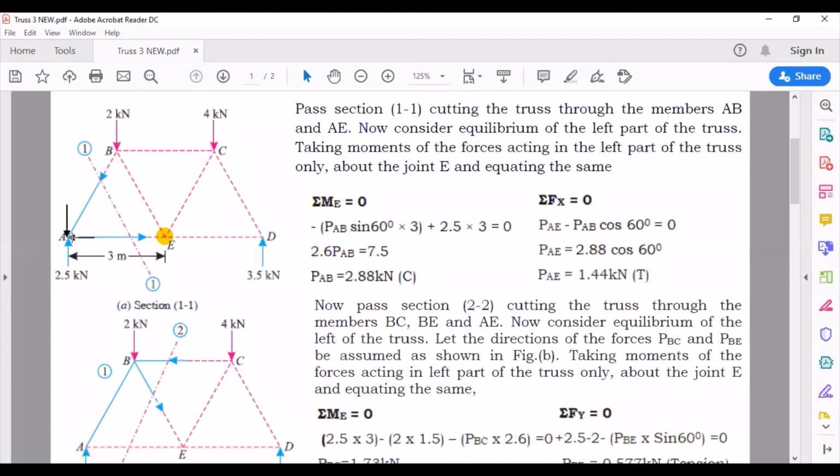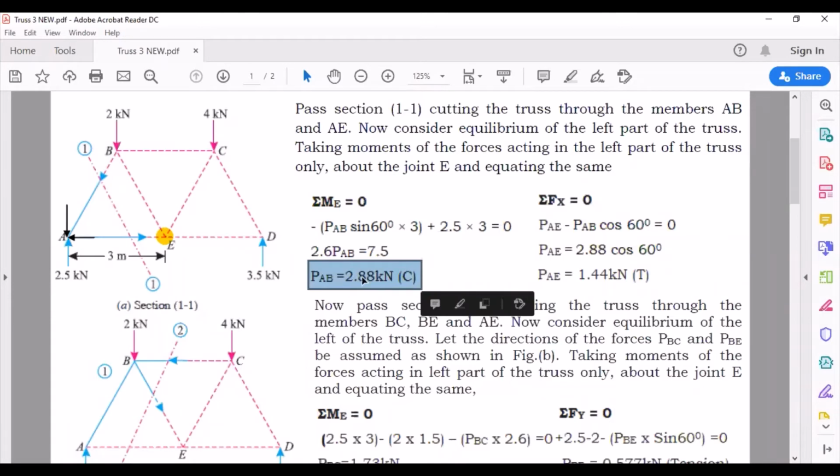Next is the horizontal component of AB, that is PAB cos 60. It is with the negative sign because it is acting towards the left. These two black arrows indicate the components or the resolved parts of member force AB. Since it is moving to the left, it is taken with the negative sign, that is minus PAB cos 60 is equal to 0. Now you have already calculated PAB.